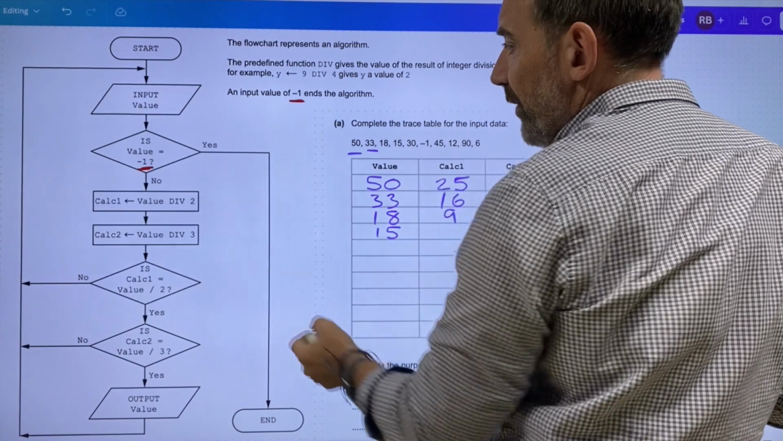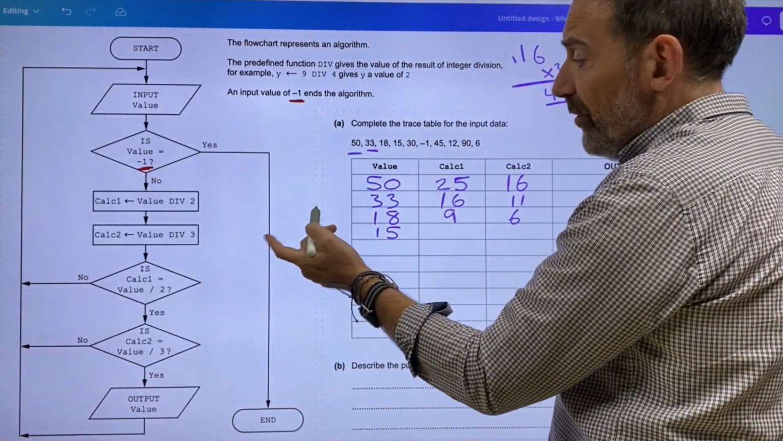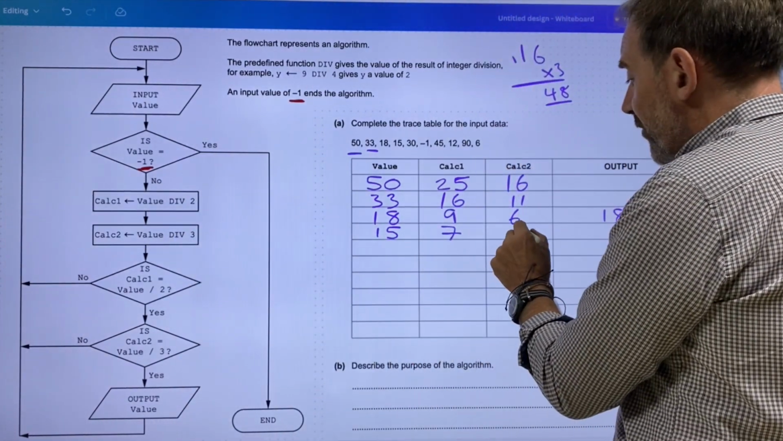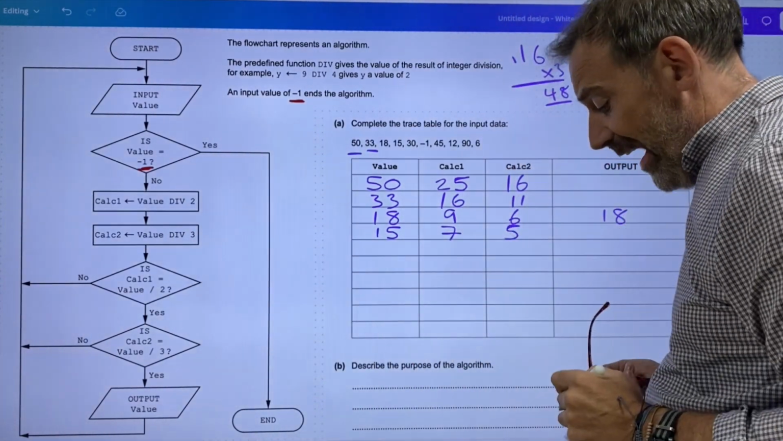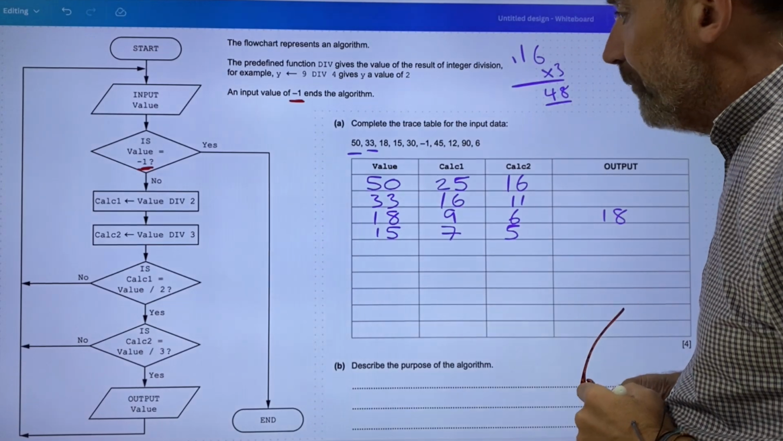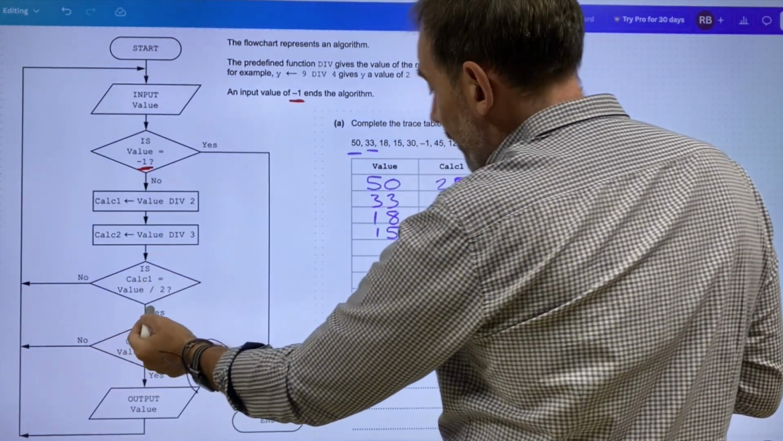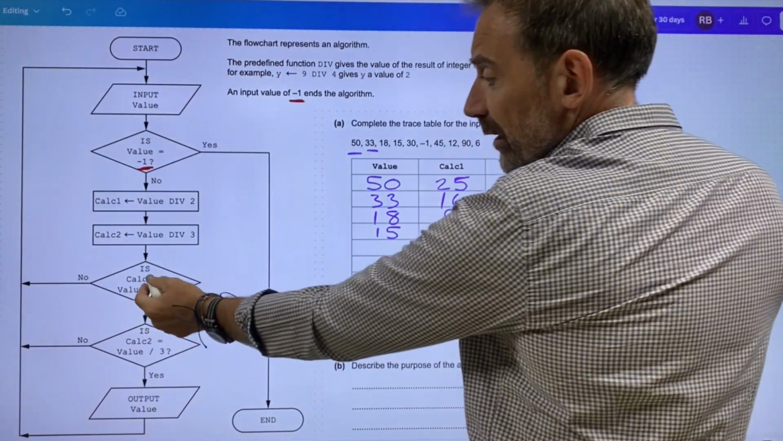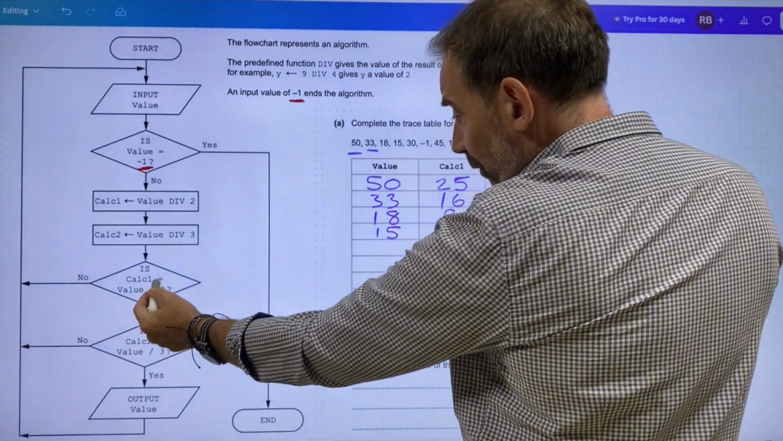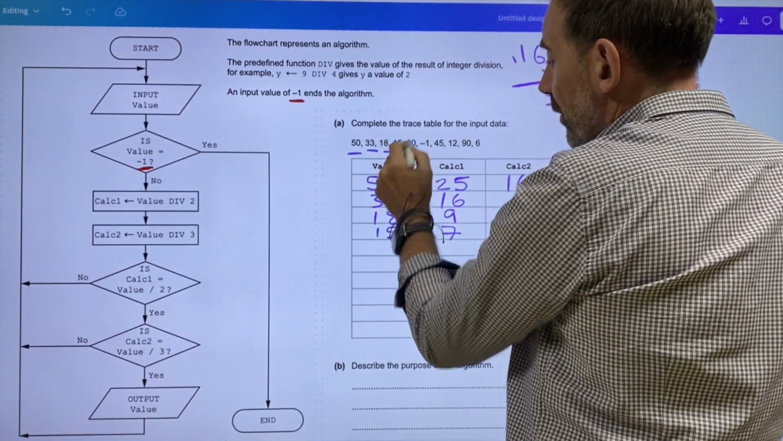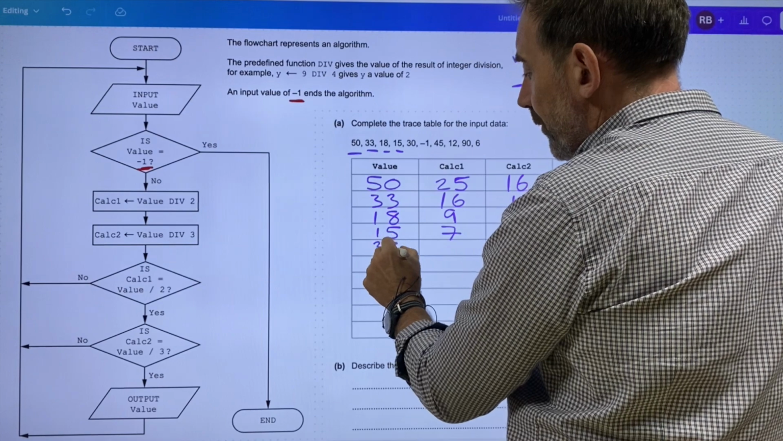Put 15 in. Again, does it divide by 2? Well, no. It's 7, remainder 1. Does it divide by 3? Yes, it does. It should be 5. So again, we're not going to be doing any outputting there because, as you can see, it doesn't equal, there is a remainder. So I'm going to go back up, I've done those 2. I'm going to go back up to 30.